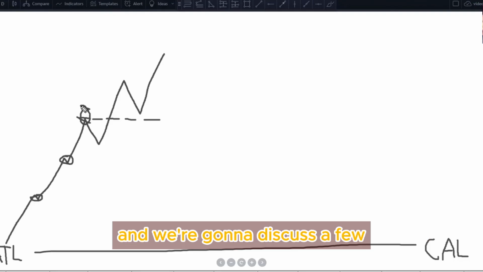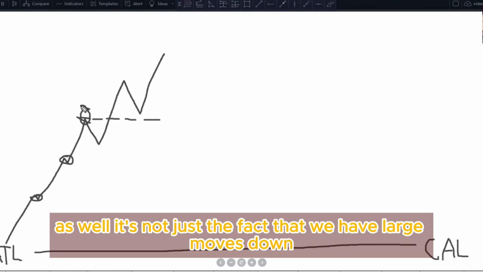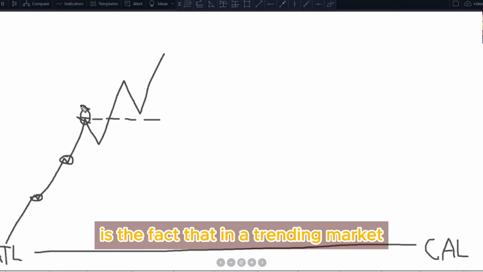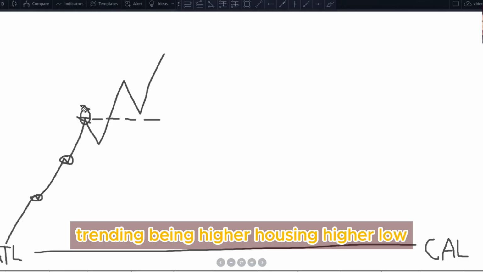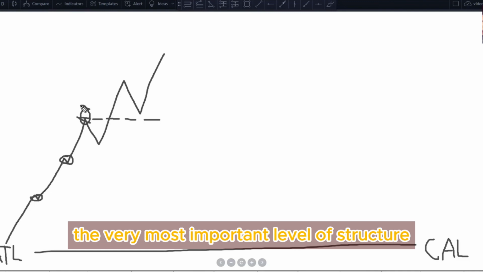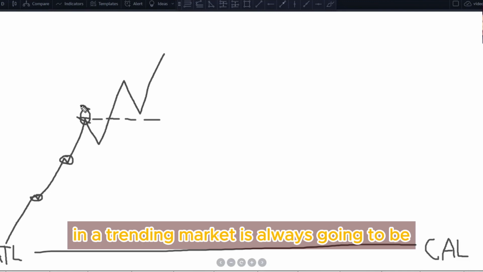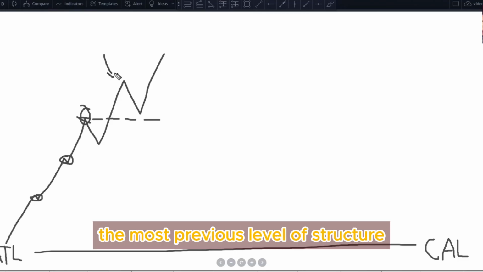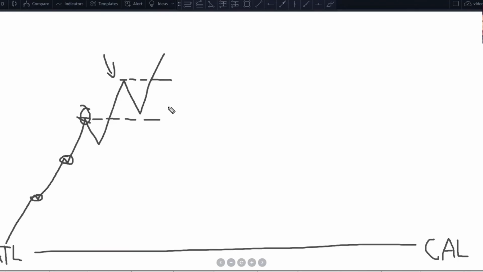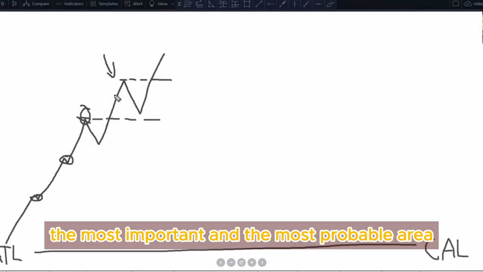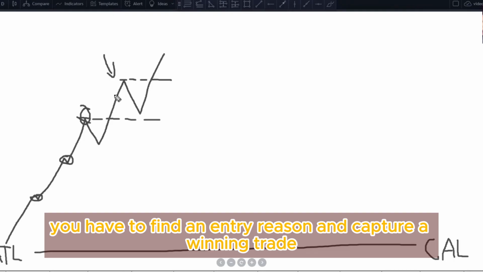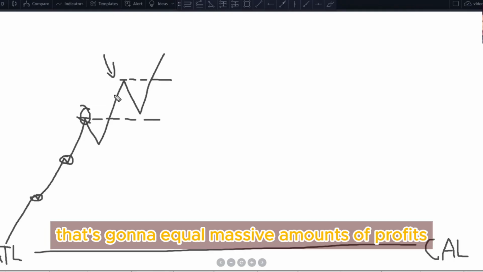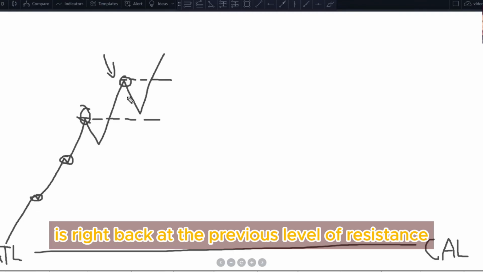We're going to discuss a few other conditions that we're going to apply to this as well. It's not just the fact that we have large moves down. Something else we need to pay attention to is that in a trending market, trending being higher highs and higher lows, the most important level of structure is always going to be the most previous level of structure that was broken, right here. So if we have a trending market, the most probable area to find an entry reason and capture a winning trade that's going to equal massive amounts of profits is right back at the previous level of resistance.